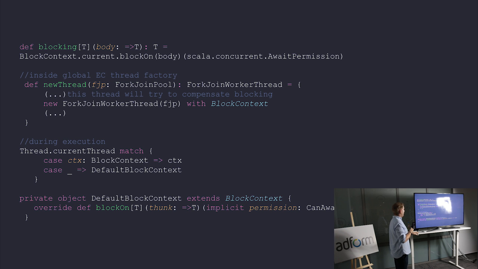Okay, so again, the question: like I said, the block on, if we are on the global execution context, will create an additional thread, right? If we put it in the blocking scope. So now, should the pure computation also be put in the blocking thing? Should we create additional threads if we have some long running computation or not?